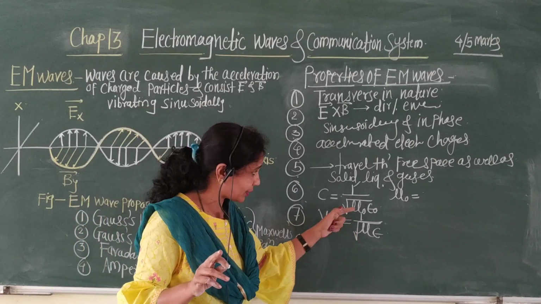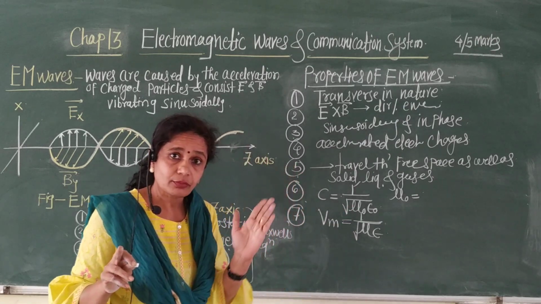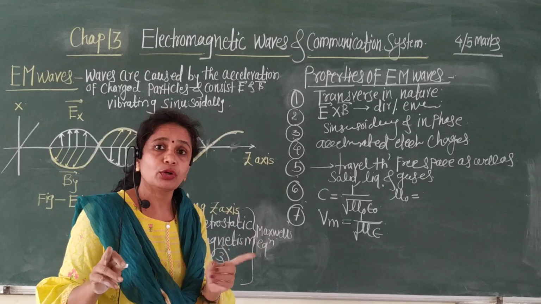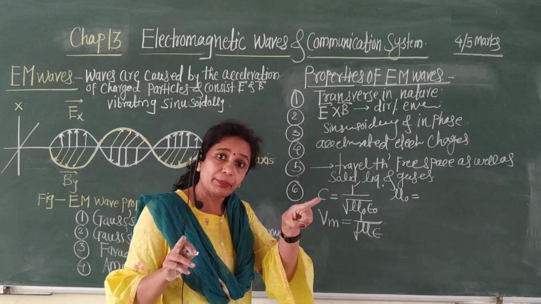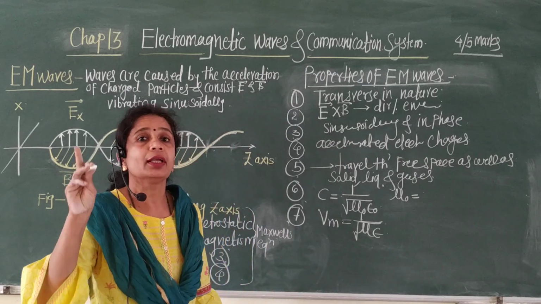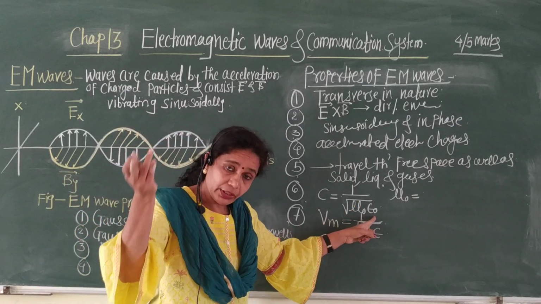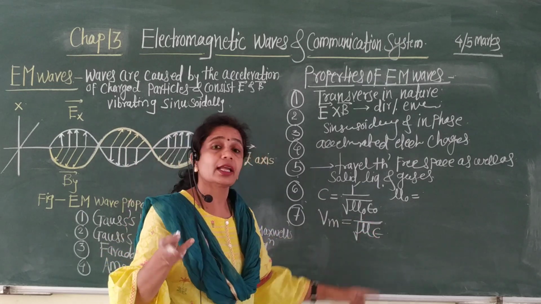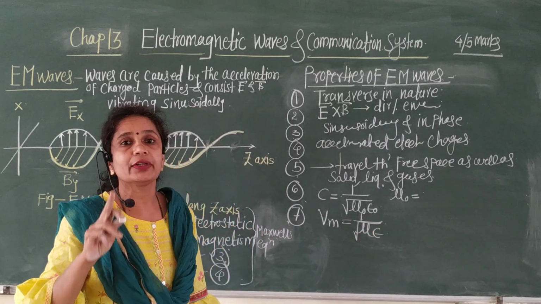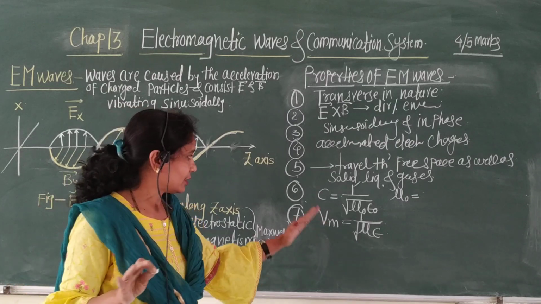Okay, there is a difference between mu naught and mu. What is mu naught? Mu naught is the permeability of free space and mu is the permeability of a material medium. Epsilon naught is the permittivity of free space and epsilon is the permittivity of a material medium. Okay, this is the next.